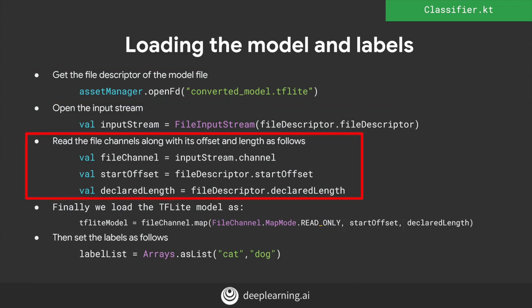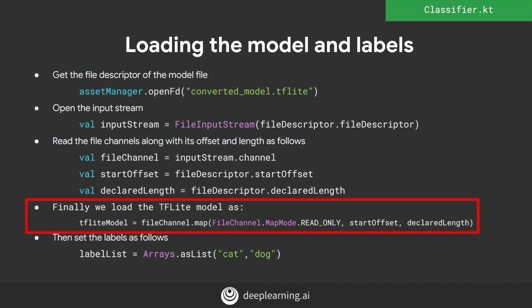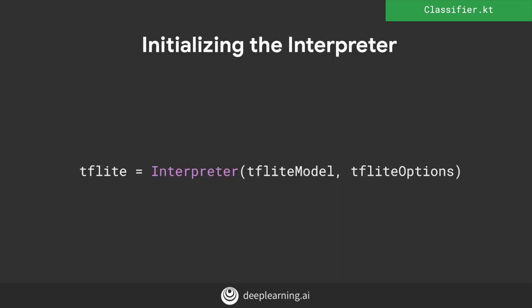The file will be loaded into a file channel, which needs the input stream as well as the start offset and declared length of the file. And to get the model representation, we then map that file channel to read in the raw bytes of the model. Once we have the model, it's then simple to instantiate the interpreter by passing it the model and the options like this.